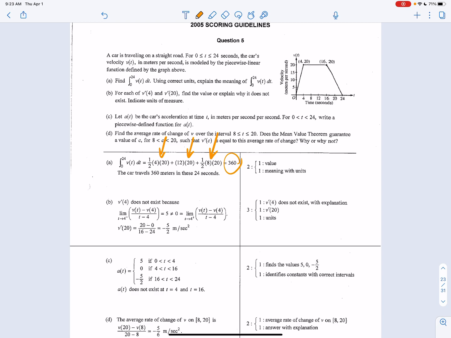What does it mean? The car travels 360 meters in these 24 seconds. Definitely not what I wrote down, but it's the same thing. The displacement of the car is how far the car traveled, but they're going to give you a point for saying that it travels meters in the duration of the 24 seconds, meaning with units. And again, it's a 2-point question, not that bad. Very doable. So try it out. Let me know how it goes, and we'll go from there.